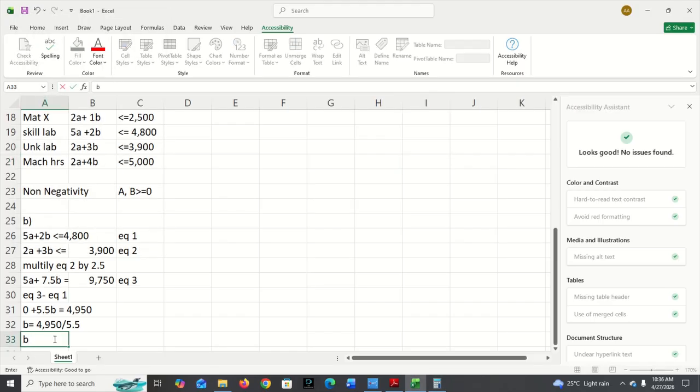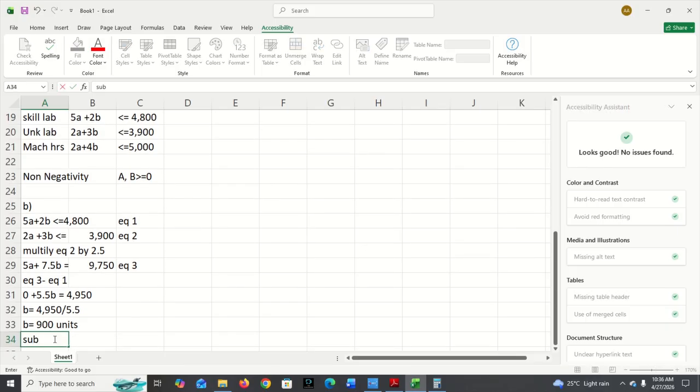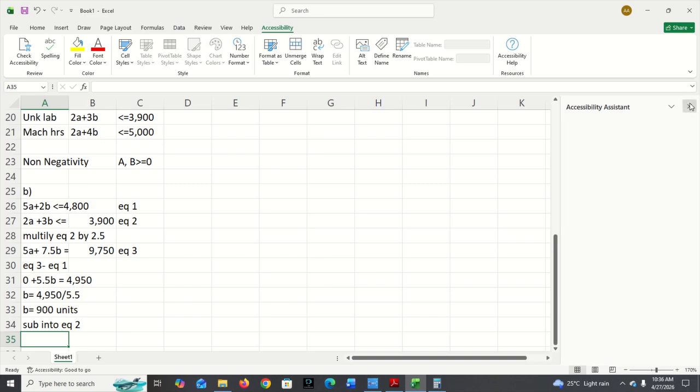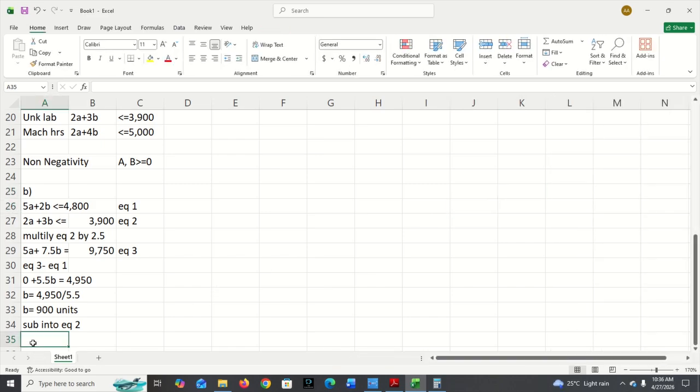We'll now substitute into the other equation to get our A. So let's put our B into equation 2. Equation 2 is 2A plus 3 multiplied by B, and B is now 900, so put 900 here, equals 3,900.